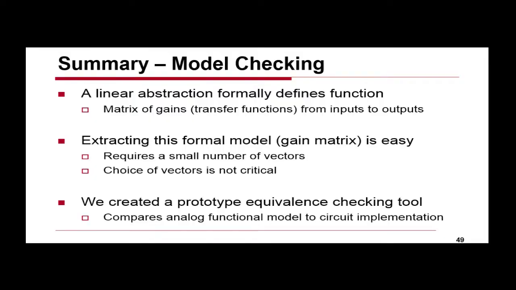So the summary for model checking is that because the linear abstraction formally defines functions, a matrix of gain, we can formally say what the equivalence means, and we can use this to keep two things in equivalence. And my postdoc, former PhD student, has actually written a prototype tool that does this and works well.